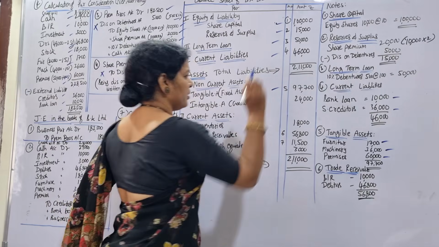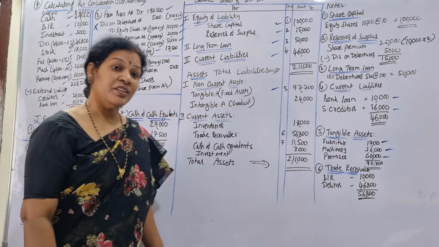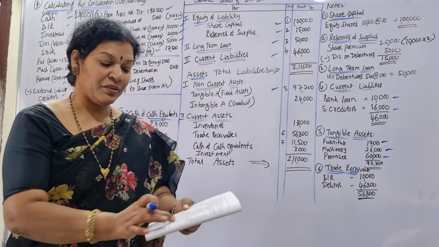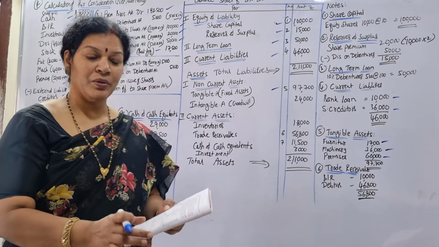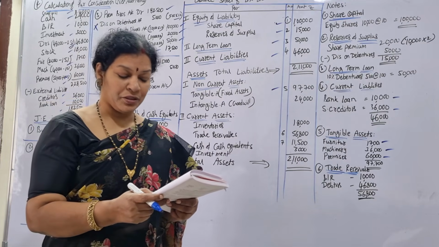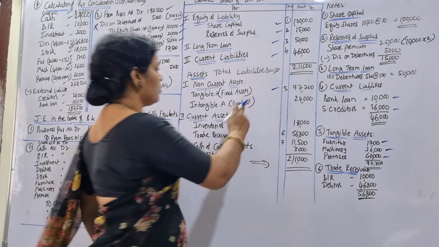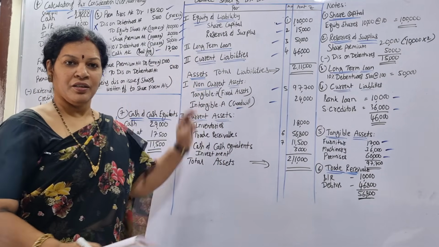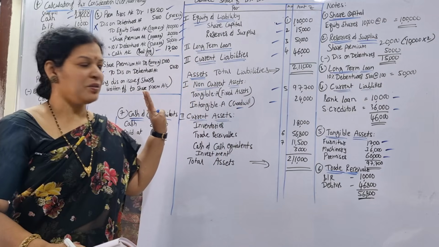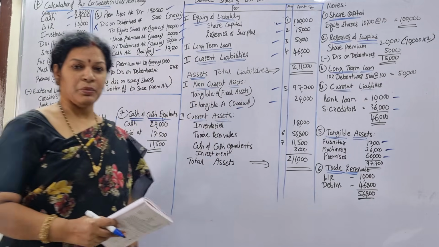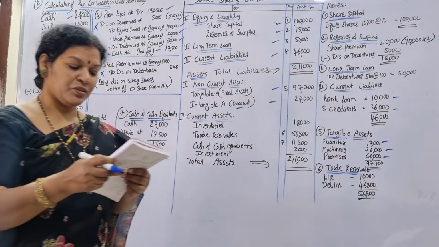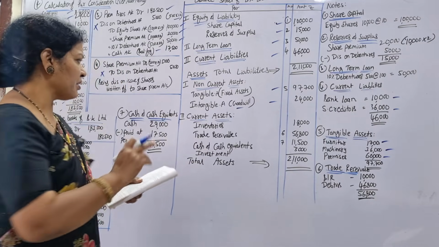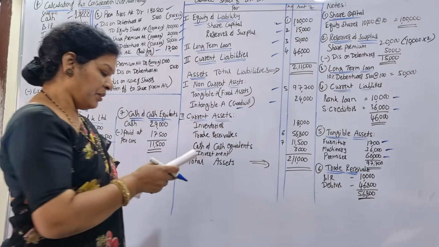Tangible assets we have written here. Then there is the intangible asset also. Intangible asset means goodwill. Goodwill is given in the adjustment. Goodwill is 24,000. So intangible asset, in brackets I have written goodwill. Tangible, intangible assets are over. Next one, current assets. Coming to current assets, cash and cash equivalents we'll see lastly. Inventories we found.